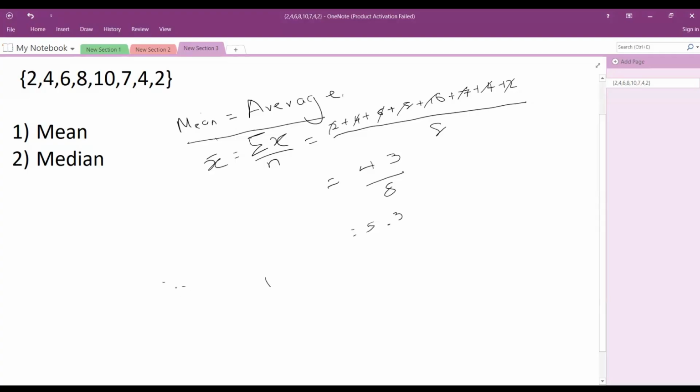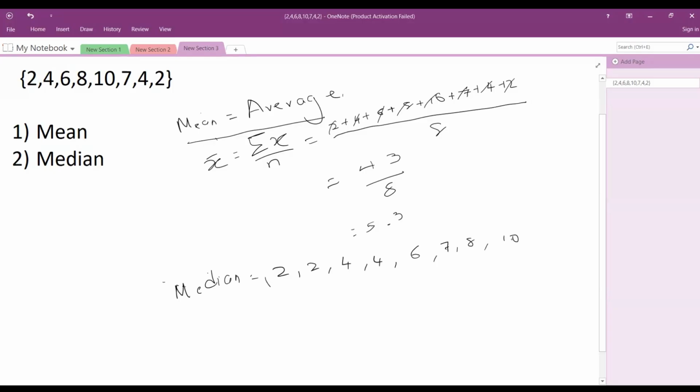We have to arrange it in ascending order. Ascending or descending order, right? So median: we need to find the middle value. 7, 8, 10. We have 1, 2, 3, 4, 5, 6, 7, 8.